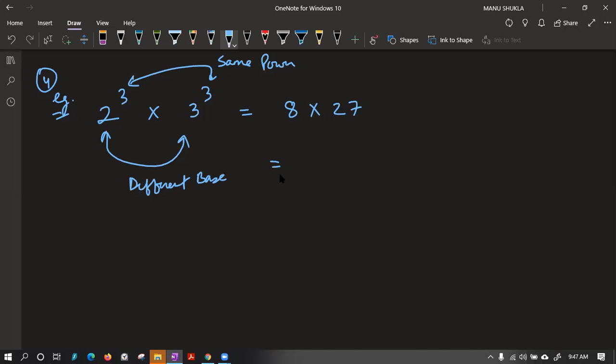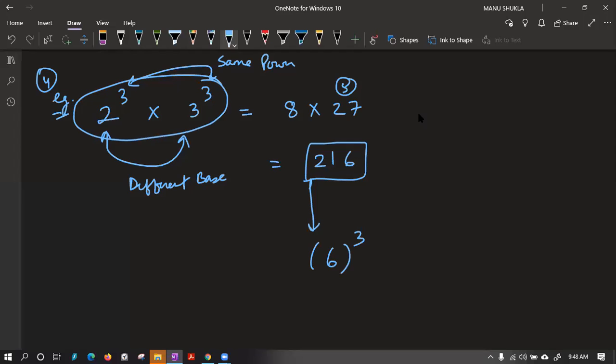When you solve this, you will get 8 sevens are 56, 8 twos are 16, plus 5, which is 216. And we all know that 216 can also be written as 6 power 3. So we can understand here that if powers are same, we can multiply the base. Are you able to understand this thing? These are just formulas. When you use them in the exercise, it will be easy for you.